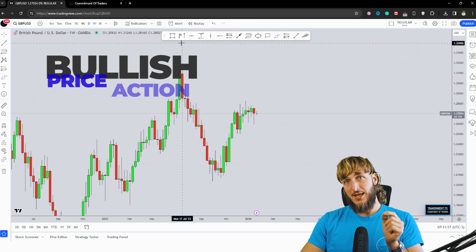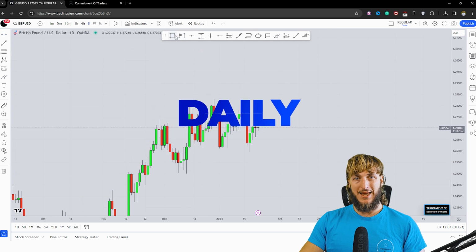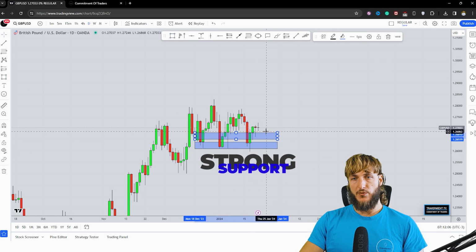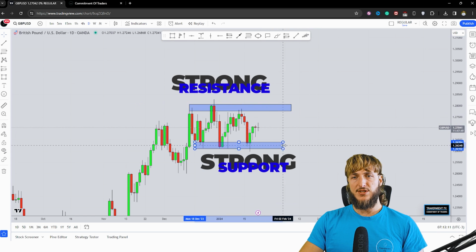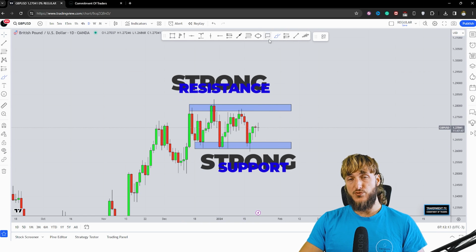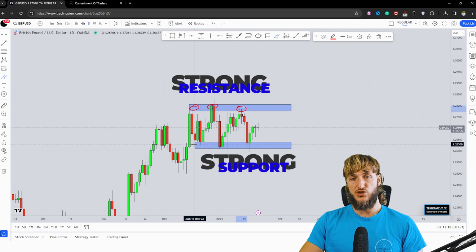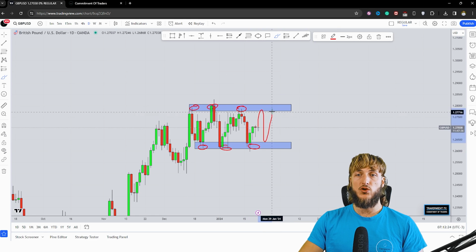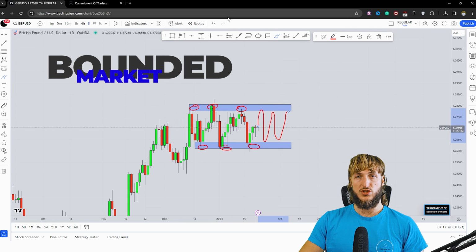Therefore, from here, we could expect more potential bullish continuation to be created. The problem is that if we drop down on the daily time frame, we have a market which clearly at the moment is stuck in a daily range. We have the bottom of the range here, and we have the top of the range here. Now, this means that essentially the market is range bound, and here we have this resistance zone that the market keeps rejecting, and here we have this support area that the market keeps rejecting.